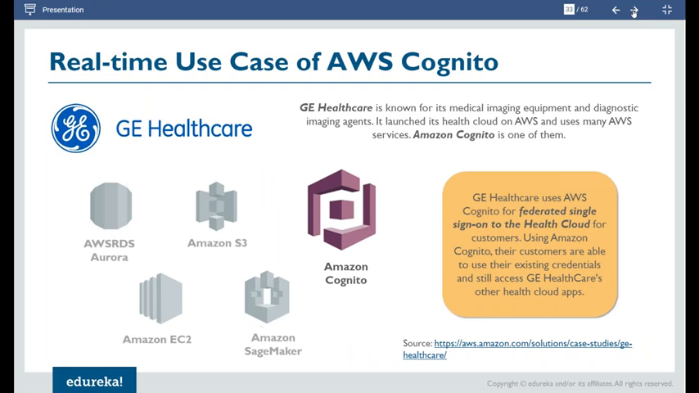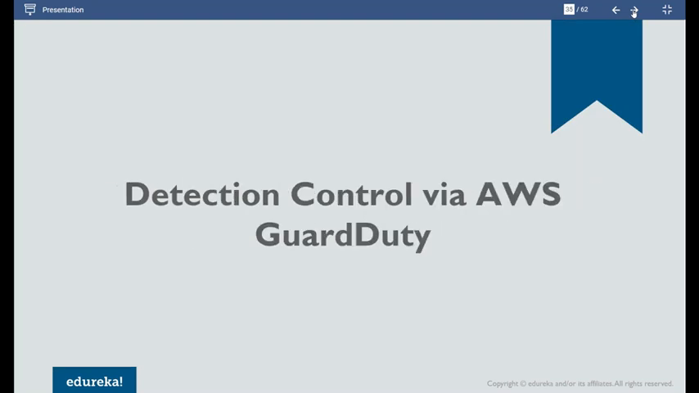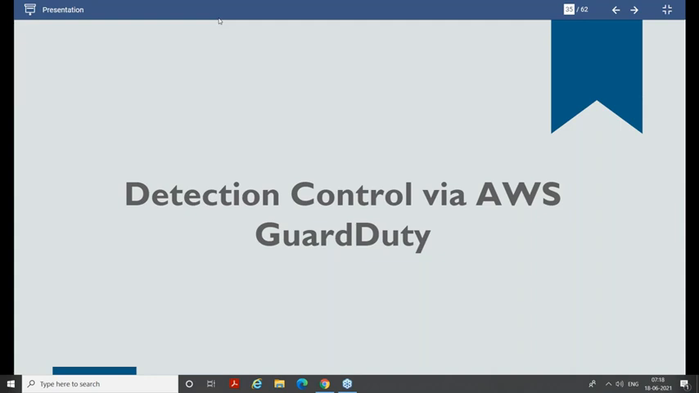A very good example is GE Healthcare. GE Healthcare has been using AWS Cognito for the purpose of authentication to their infrastructure. Guys, any questions on this? Any questions, doubts, queries?